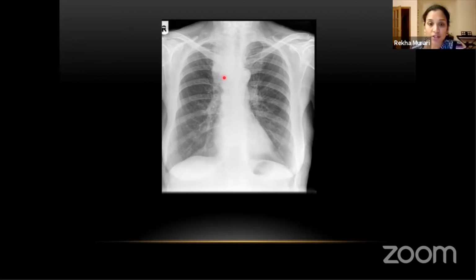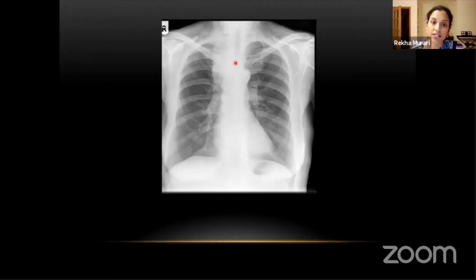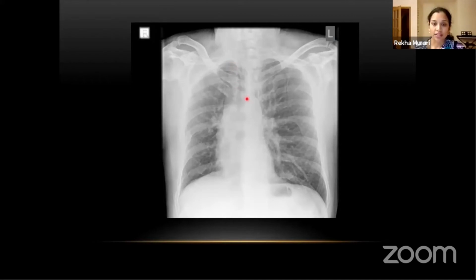So now I can show you the CT for this patient. Can you see? This was a large superior mediastinal mass, which was causing widening of the paratracheal stripe on the right. It can be really subtle, but very satisfying when you find out. Right, next x-ray. We'll give it some time.